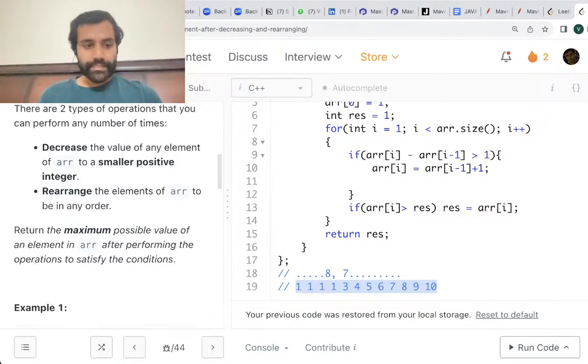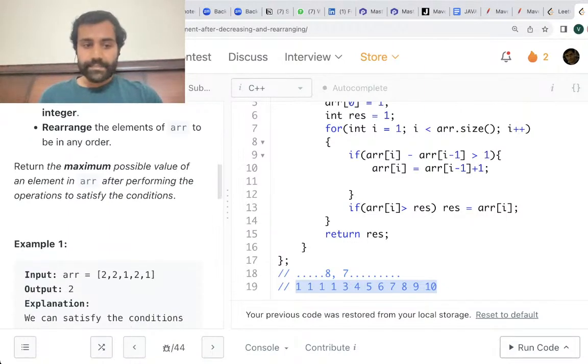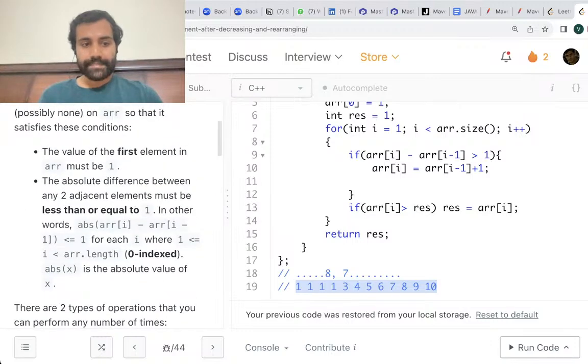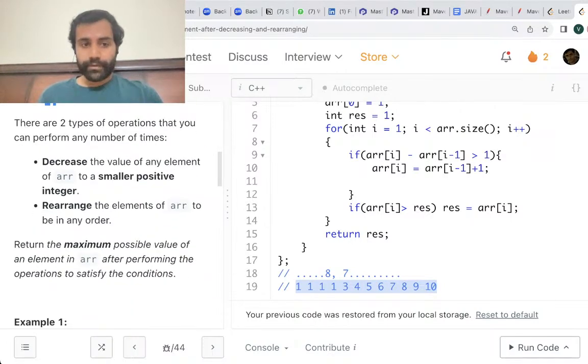Now the question. We have to return the maximum possible value of an element after performing these operations to satisfy the conditions. So you will be given an array, and once you have this array, you have to convert it into an array which obeys these two rules. The first element is 1 and the absolute difference between adjacent values is smaller than or equal to 1. After doing that, we want to find the maximum possible value that this array can have, right?